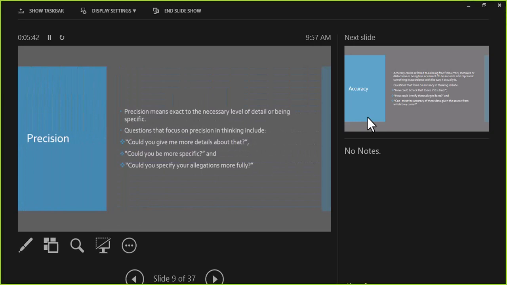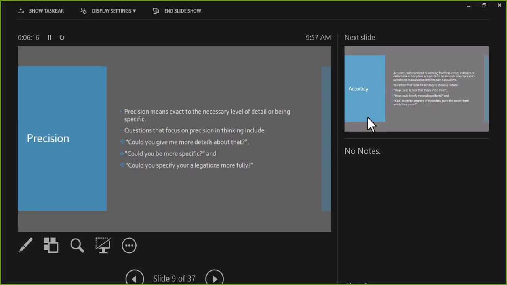The second one is precision. Precision simply means exact to the necessary level of detail, or just being specific. When something is provided in such a way that it has the necessary level of detail to show someone what it means, then that way is said to be described with a very high level of precision. But there are also some situations where we don't need this level of detail and specificity. But good critical thinking often involves this level of precision.